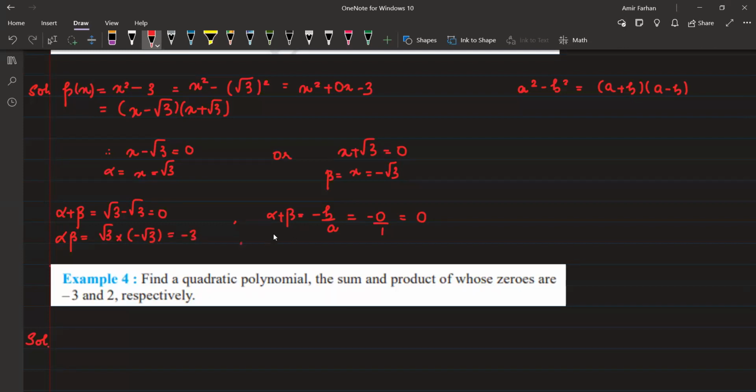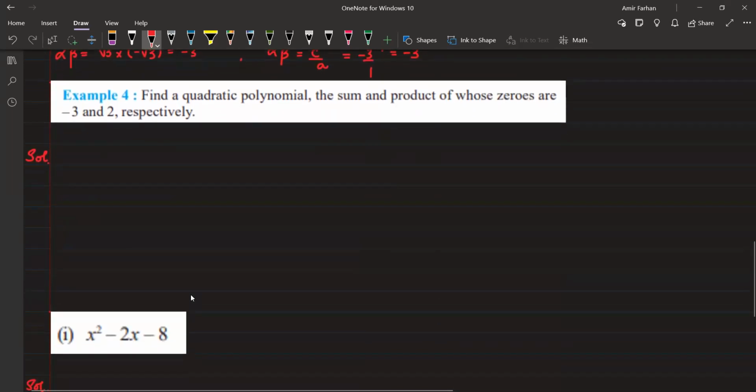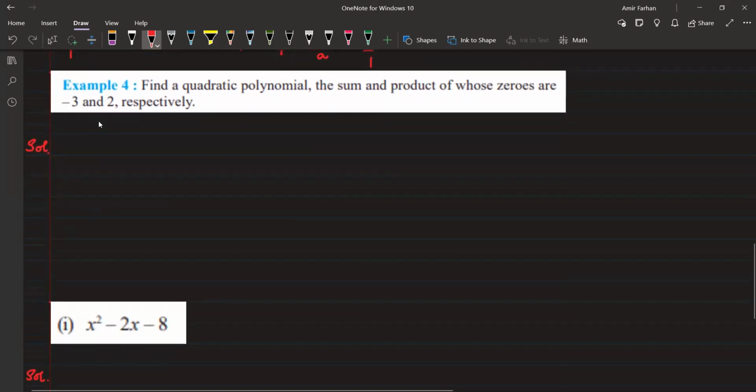Clear? So let's verify it using alpha beta. It is c by a, which is equal to minus 3 upon 1, which is equal to minus 3. So as you can see, alpha plus beta, normally adding them up, is giving you nothing but a simple answer. Similarly, yes or no? Yes, sir. Any doubt? No, sir. Sure? Yes, sir. Sure, let's do this question.